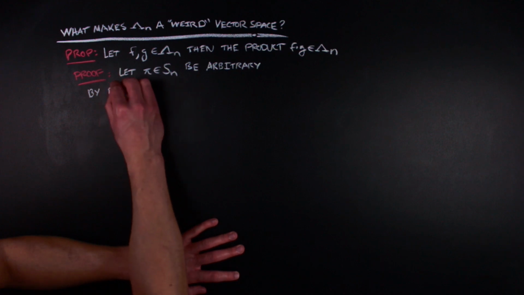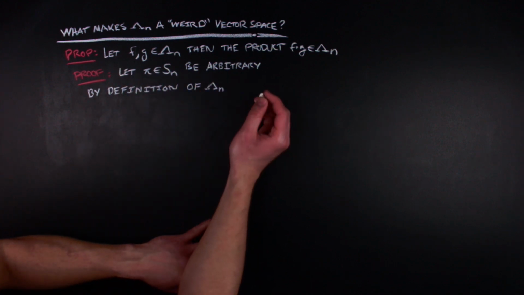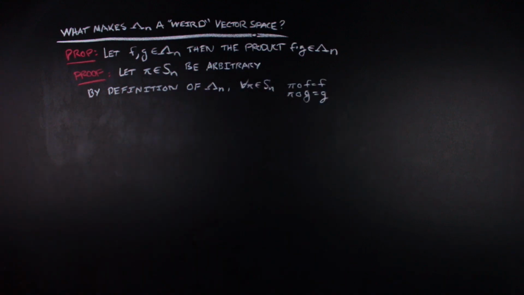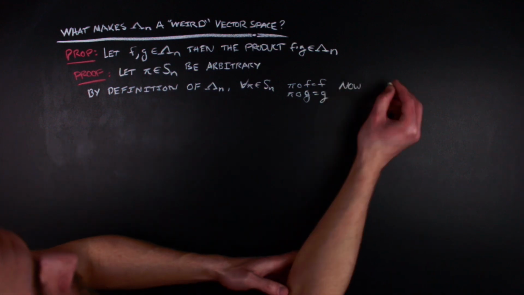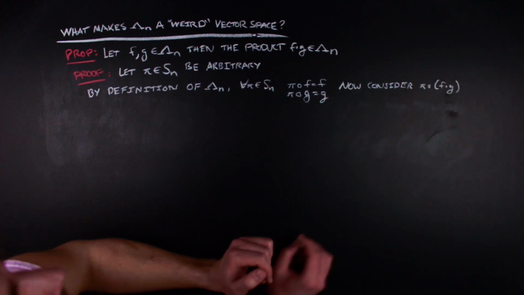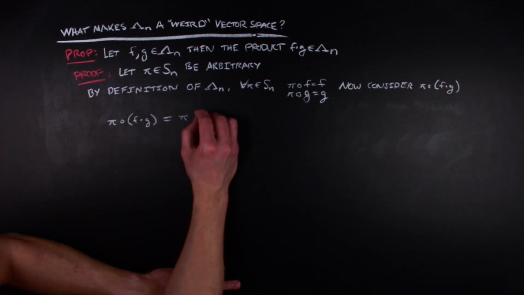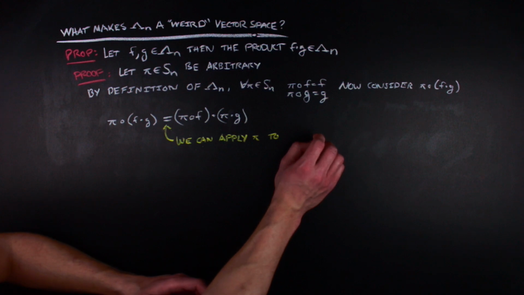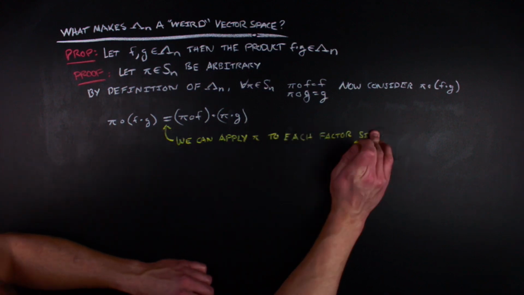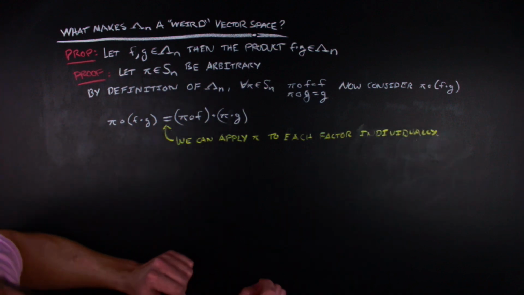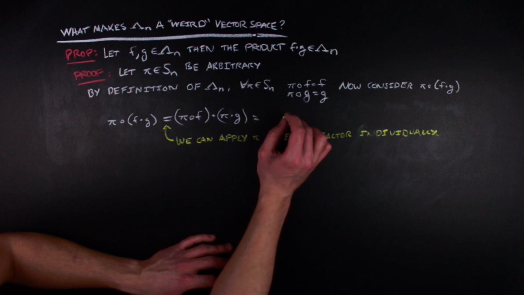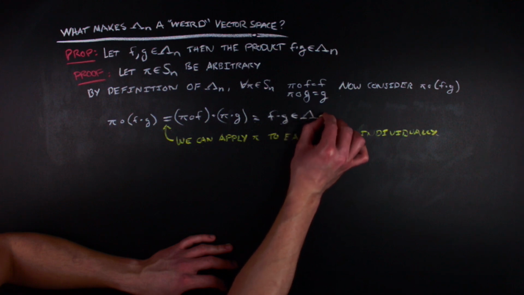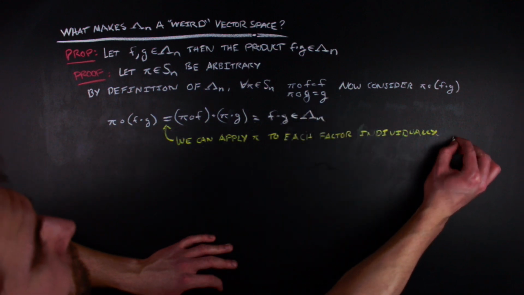By definition of big lambda sub n, for any pi that we've been given by this arbitrary choice, pi of f is equal to f and pi of g is equal to g, since f and g are in big lambda sub n. Now we can just consider pi of the product of those two functions. Since we can apply the shuffling to each term individually, pi composed with f times g is equal to pi composed with f times pi composed with g. And by f and g being in big lambda sub n, that is equal to f times g. Since the pi that we chose was arbitrary, this holds for all of the pi that we could have chosen. So that implies that f times g is a vector in the vector space of symmetric polynomials.